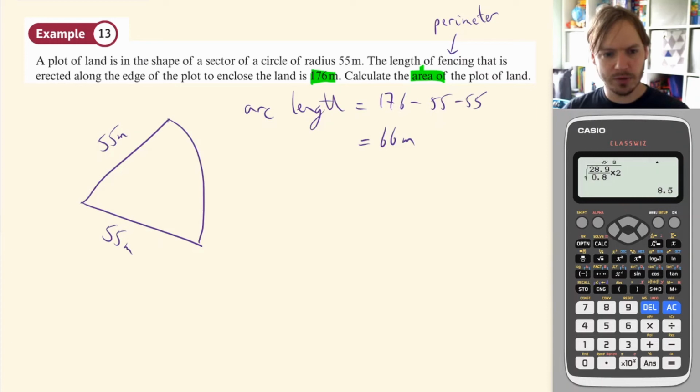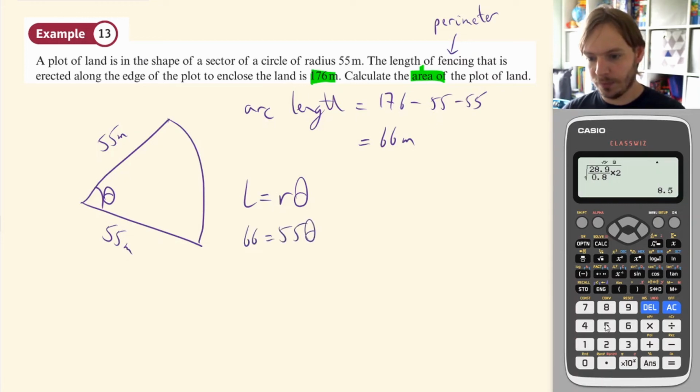And actually what I really need is to know what theta is, the angle. Because if I know the angle and the radius, area is easy. And I have arc length. So the arc length is r theta. We know the arc length, we know the radius. So 66 equals 55 theta. So theta is 66 divided by 55, or 1.2. So I have an angle of 1.2 radians.